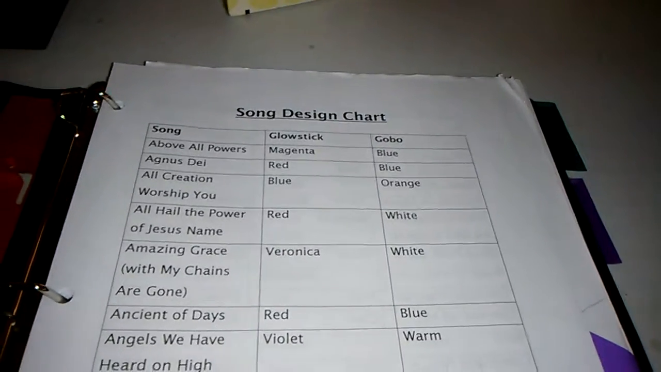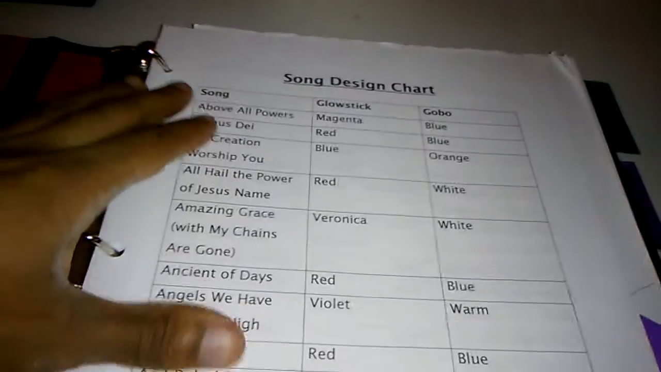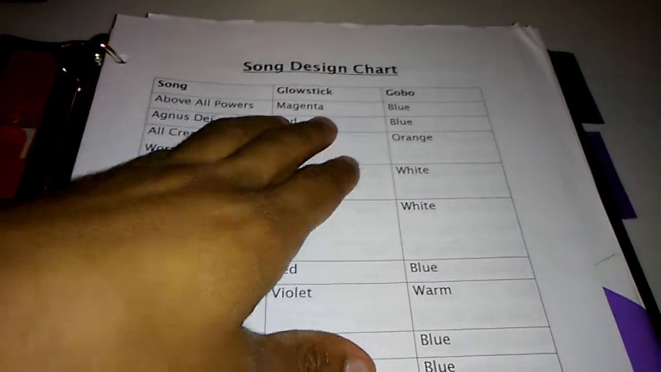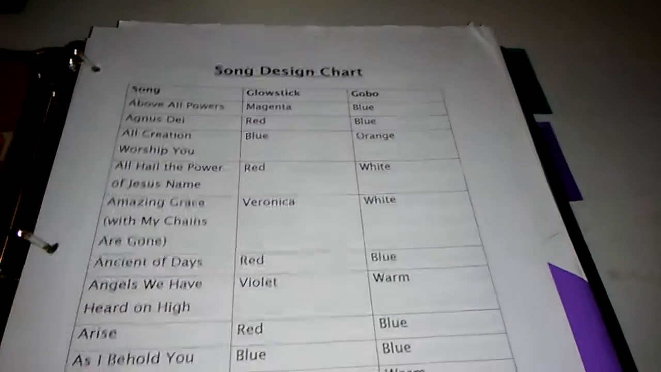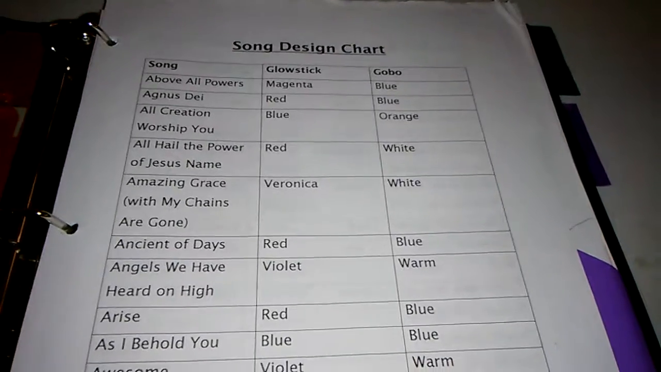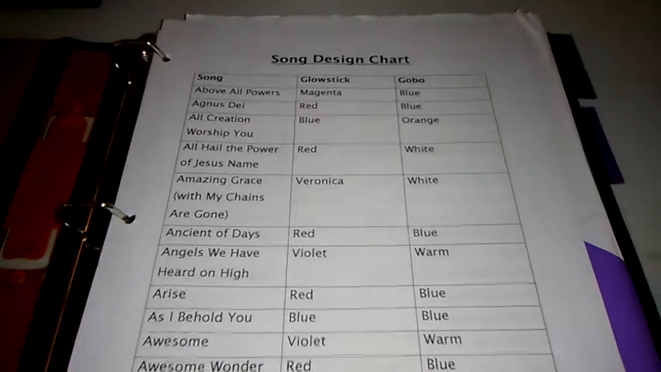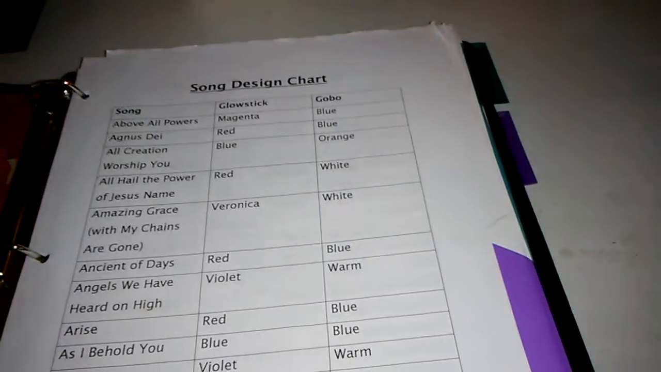So I start off with a song design chart, and the song design chart is pretty much your documentation of all of the different songs that you've lit, and we use glow sticks and gobos. So what color are the glow sticks? What color are the gobos? And we document it. And so whenever our church is using one of those, how do you say? Well, let me show you. At least I hope I can show you.